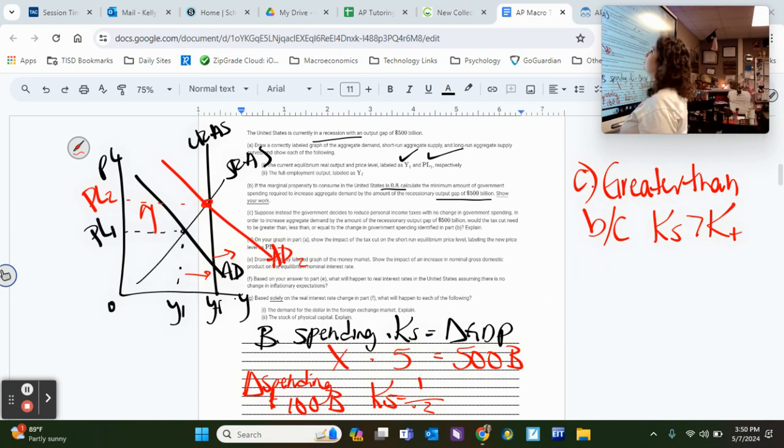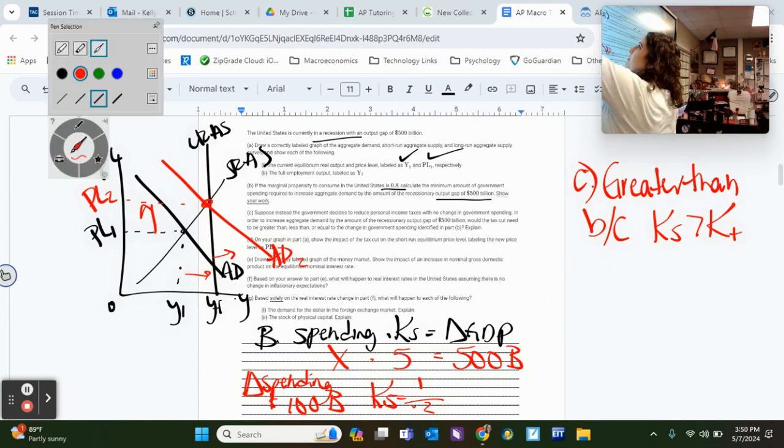Okay, I'm going to change colors just because I'm just going to change the vibe a little bit. All right. Let's just draw the graph.